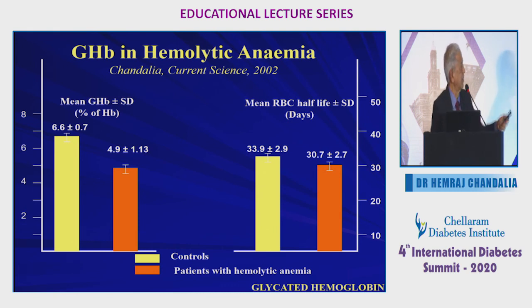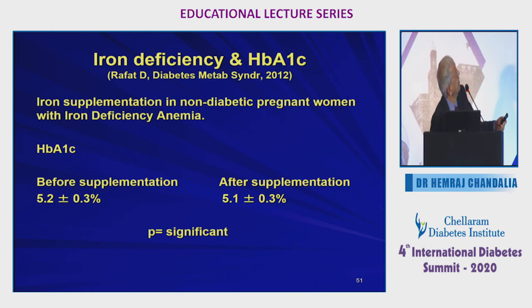This was another one of our works. We are seeing the erythrocyte lifespan in people with hemoglobinopathies and how their A1C goes. So this was another published data by us. You see, iron deficiency anemia, this is very common. So a common question I was asked is what happens to the A1C of a person with anemia?